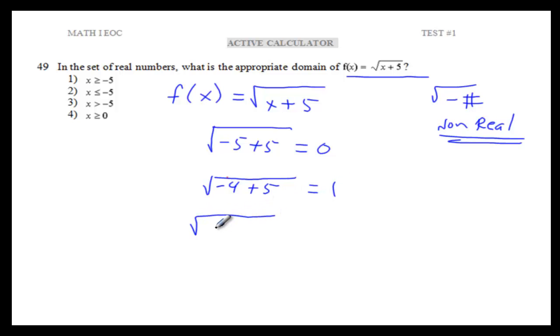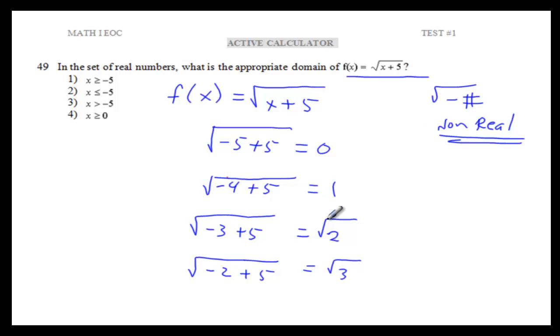And we have negative 3 plus 5, that is going to be square root of positive 2, an irrational answer, but it still works. And also we have negative 2, negative 1, 0, 1, 2, 3, and that is going to be square root of 3. All of them will give you an answer.